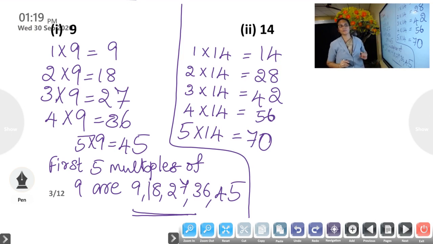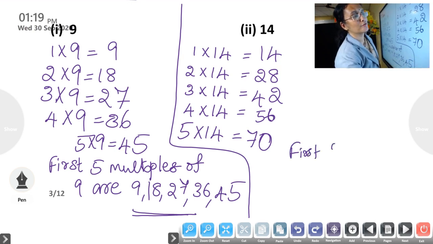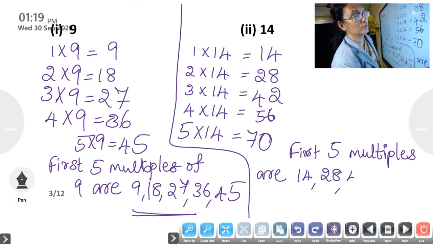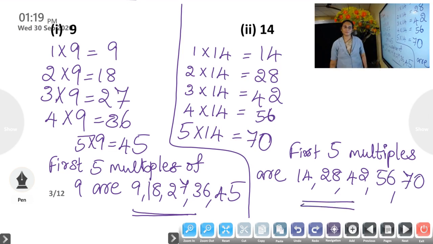So which are the first 5 multiples of 14? Write these products we got. 14, 28, 42, 56. And the last product we got is 70. Okay. So the first 5 multiples are 14, 28, 42, 56, 70. Okay, I think that is clear for you.